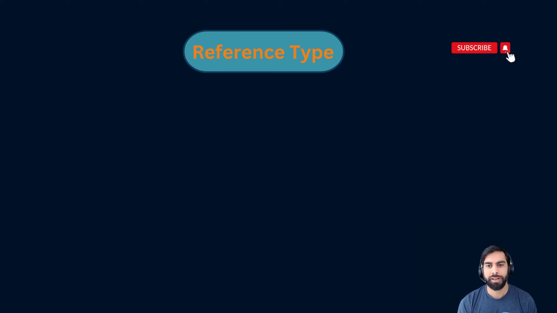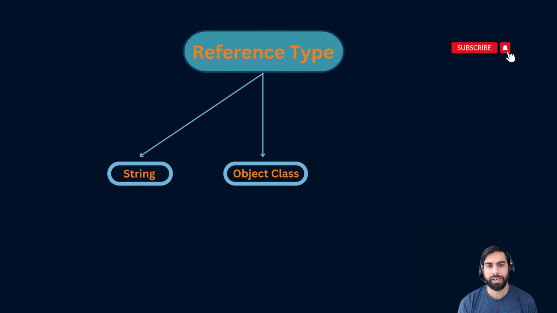The following are some examples of reference data types. First is a string. A string is a sequence of characters. Next is the object. The object class is the base class for all the other classes in Java. Last is an array. An array is a collection of elements of the same type.